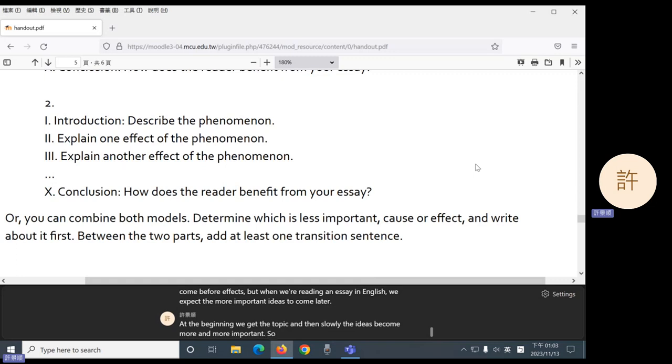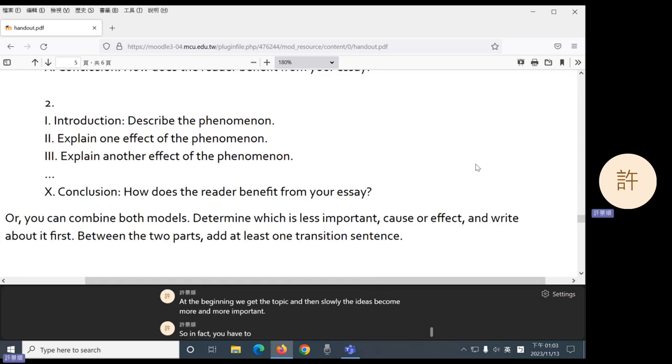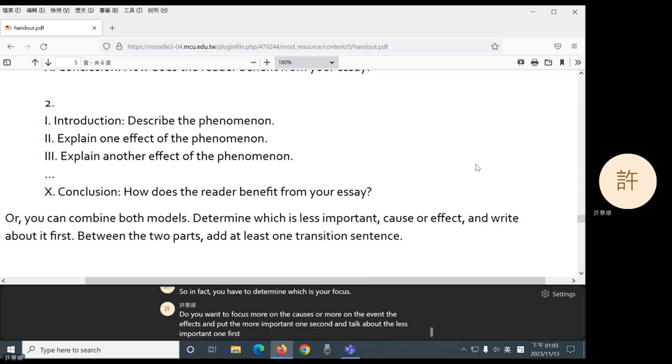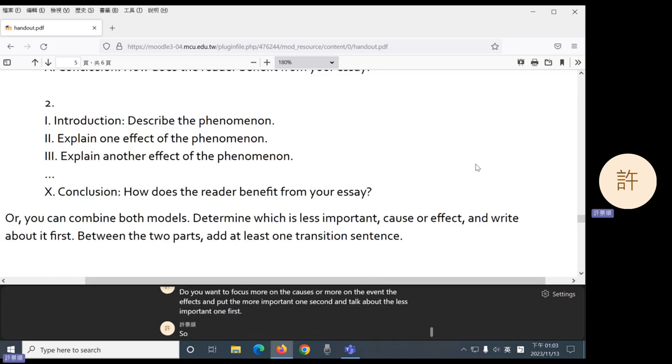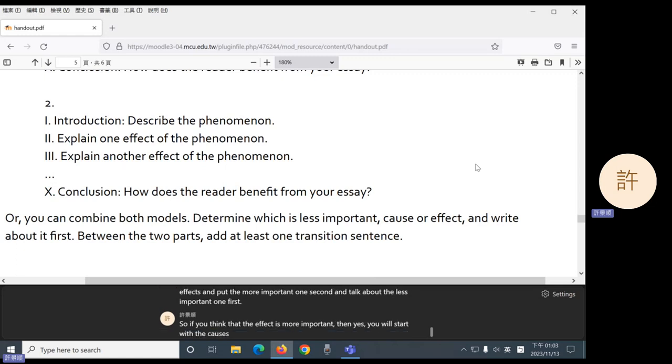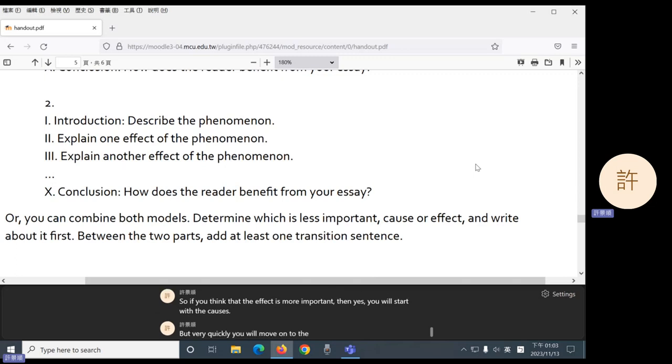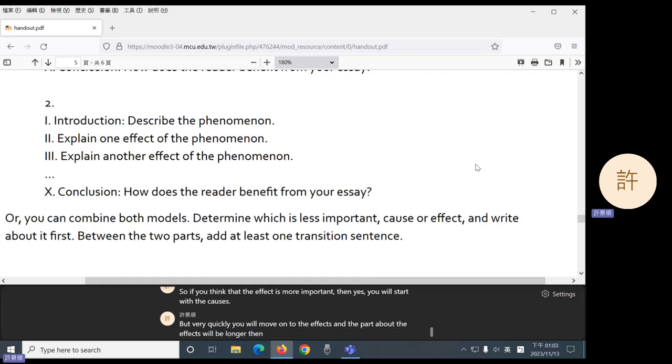So, in fact, you have to determine which is your focus. Do you want to focus more on the causes or more on the effects? And put the more important one second, and talk about the less important one first. So if you think that the effect is more important, then yes, you will start with the causes, but very quickly you will move on to the effects, and the part about the effects will be longer than the part about the causes.